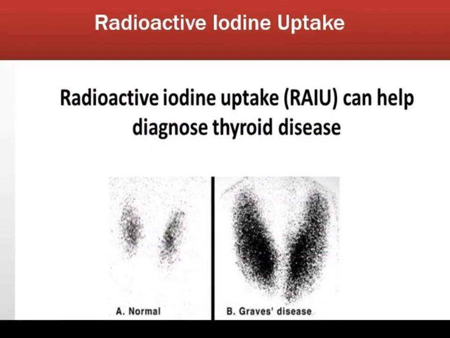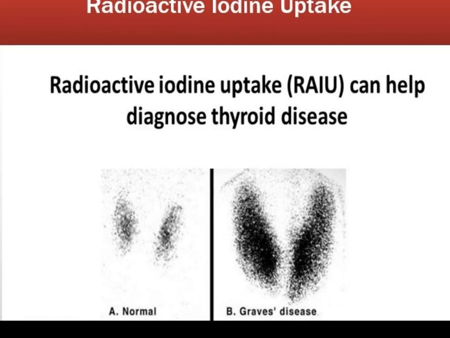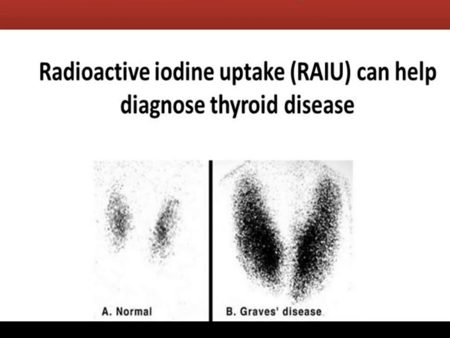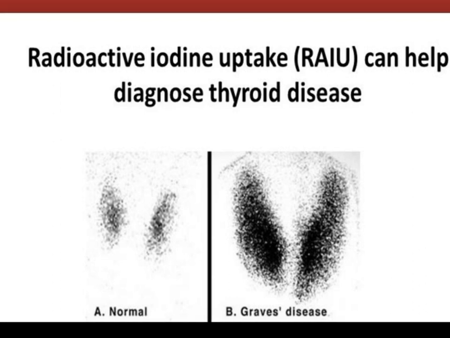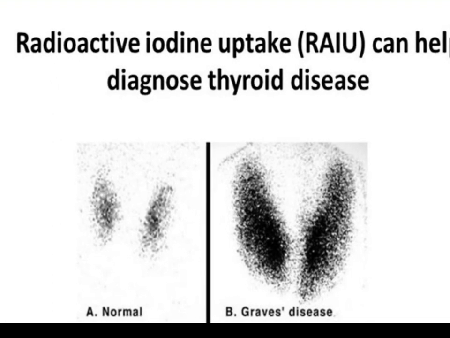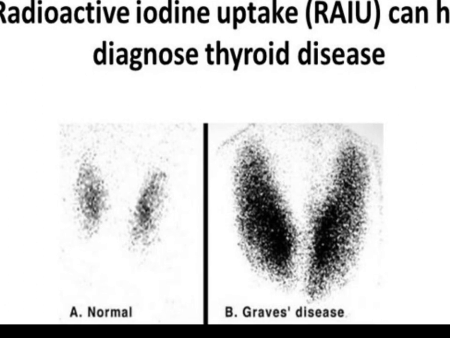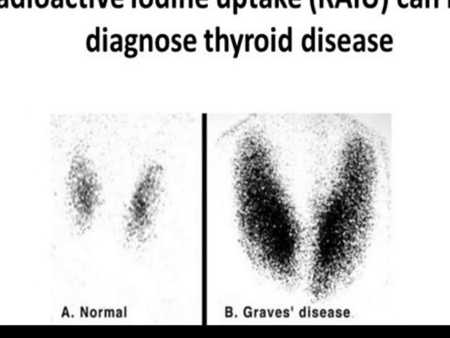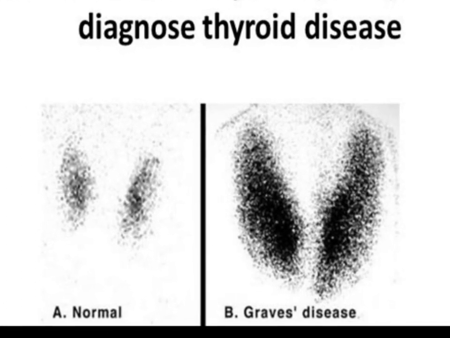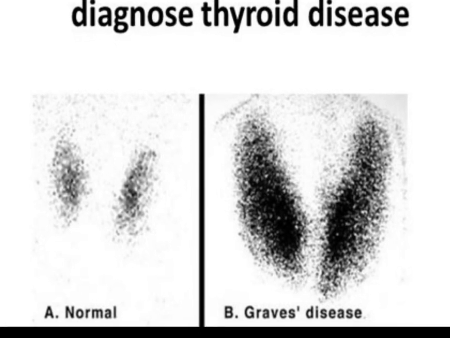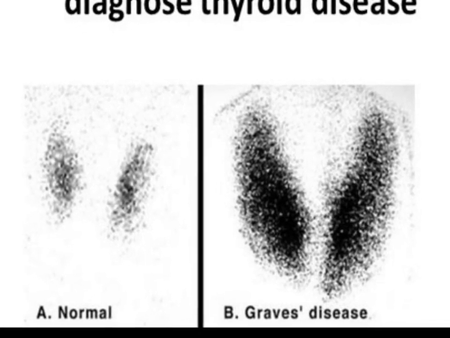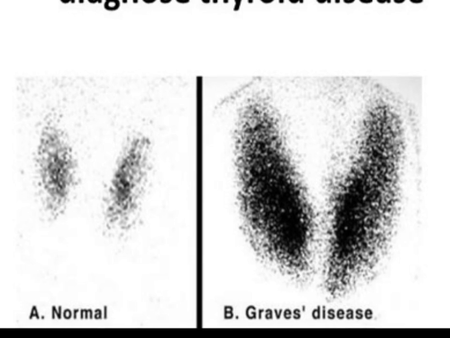The radioactive iodine uptake test is also used for the diagnosis of Graves' disease. Thyroid collects iodine from the blood to make thyroid hormone. In this test, small amount of radioactive iodine is ingested. The amount of iodine absorbed by the thyroid gland is measured through a radiation detection device. High levels of iodine uptake by thyroid gland can be a sign of Graves' disease as shown in the picture.